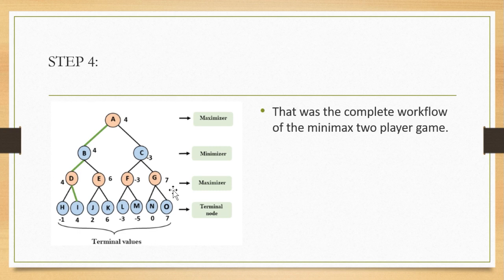In the next step, it's the turn of the maximizer. We have to update the maximum value at our top node. Next are 4 and minus 3. B has the value of 4 and C has the value of minus 3. It's the turn for the maximizer, so we have to update only the maximum value. Which is the maximum value? 4 is the maximum value. So we update the maximum value as 4 in the top node, that is A. So this is the complete workflow of minimax in a two-player game. Okay, thank you.